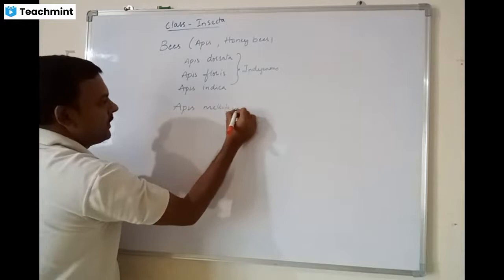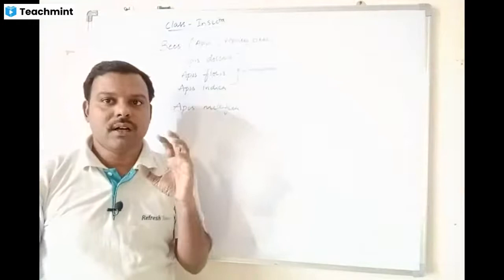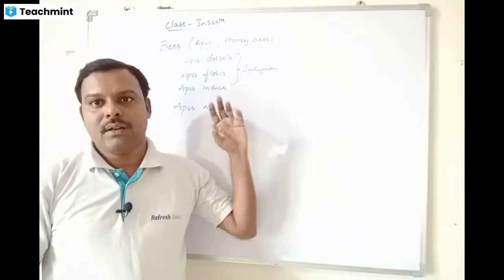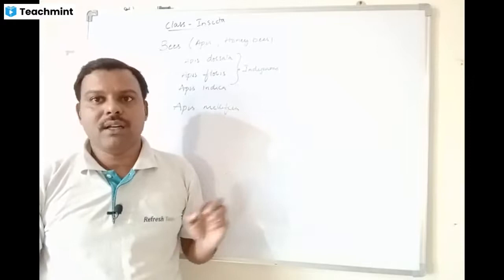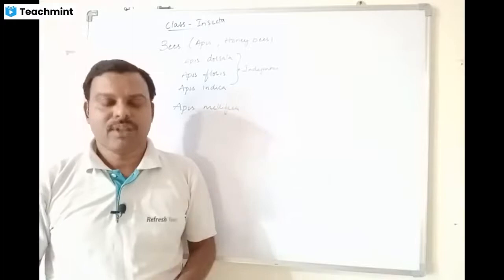So, compared to the Apis mellifera, the indigenous honeybees are most ferocious. With these bees, we cannot do honey culture, what we call apiculture, because they are very aggressive. That's the reason we have developed this Australian variety, Apis mellifera.